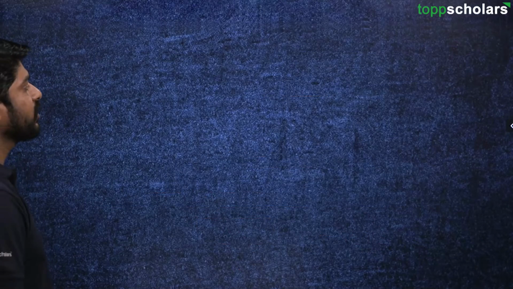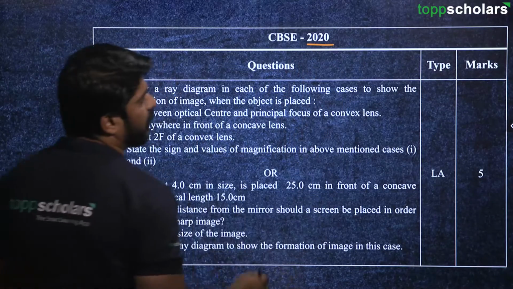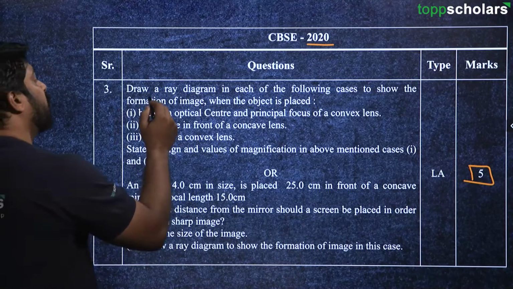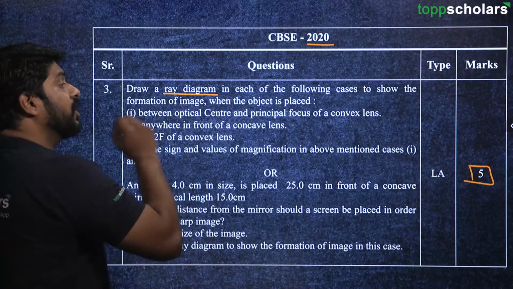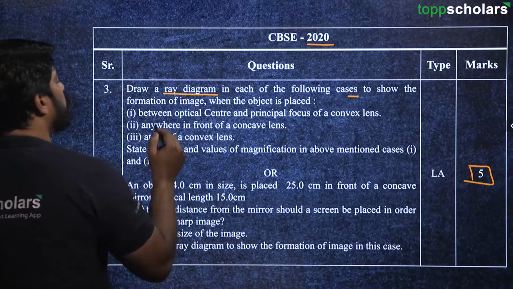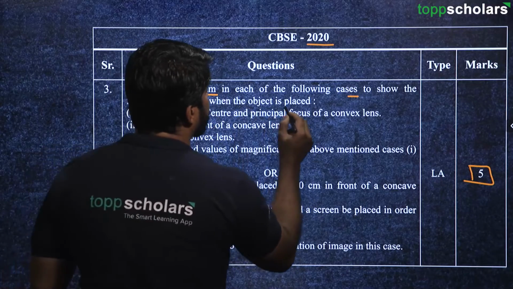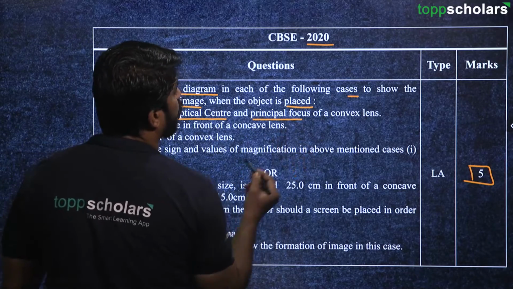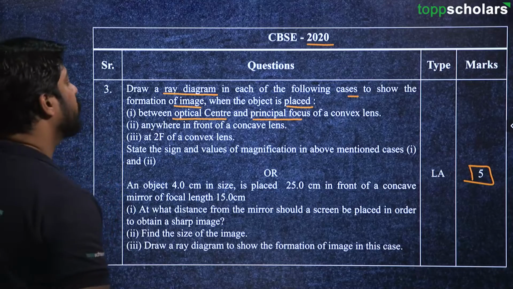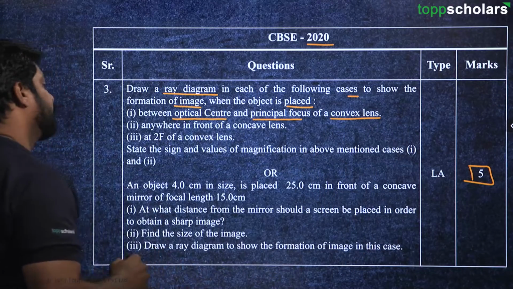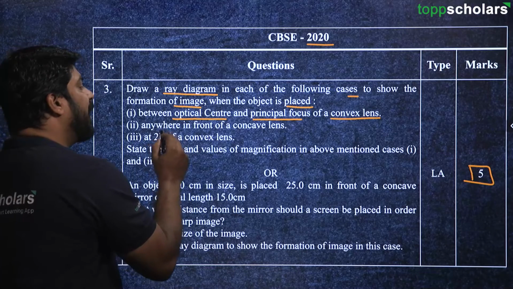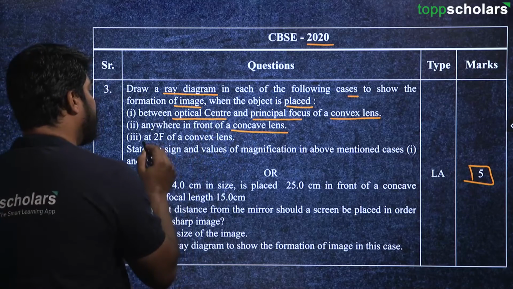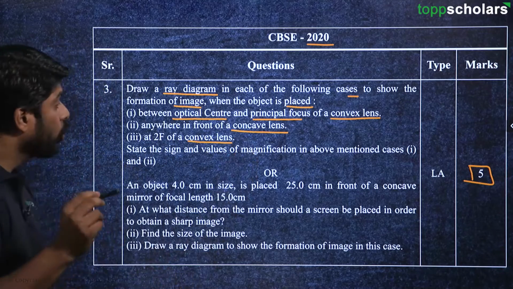Moving on to the next question now from 2020. This is a large question for 5 marks. Okay, so the question is, draw a ray diagram in each of the following cases to show the formation of image when the object is placed. First case is between optical center and principal focus of the convex lens. So here we are going to talk about the convex lens. Then secondly, anywhere in front of the concave lens. Okay, so here it is concave, and then at 2f of the convex lens.